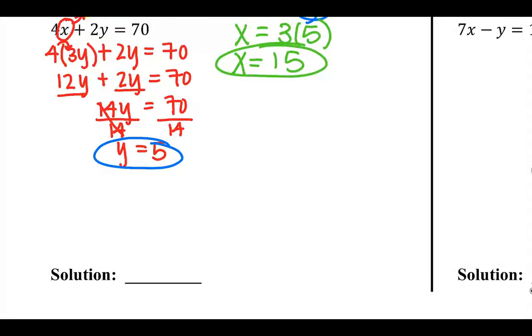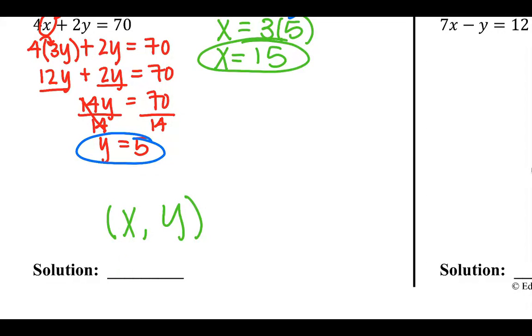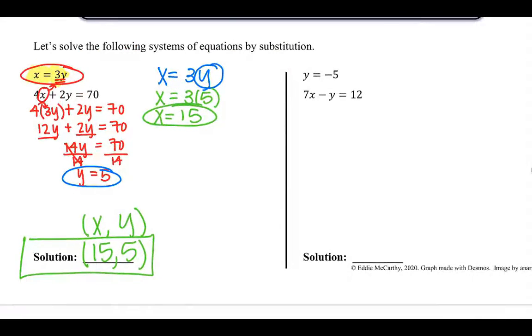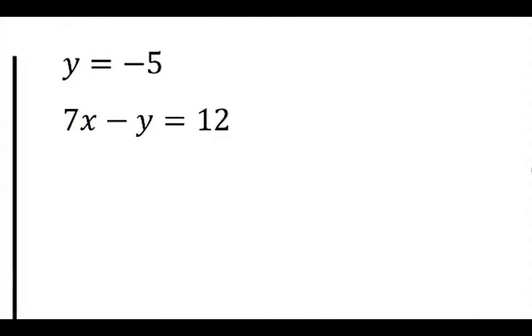So when I write my solution again, it's x comma y. My x value is 15, and my y value is 5. That is my solution to that system. So that's how I do it algebraically. Over here, I get y equals negative 5.